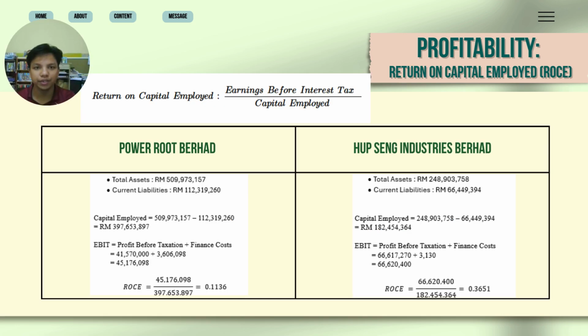Finally, ROCE, which is return on capital employed, shows how well a company uses its long-term capital, assets minus current liabilities, to generate operating profit. Power Root yields about 11.4 cents for every ringgit of long-term capital employed. HSIB earns 36.5 cents, again significantly higher. This confirms that HSIB is not only more efficient with assets but also with its long-term funding. A higher ROCE is generally preferred as it indicates better returns for shareholders and lenders.